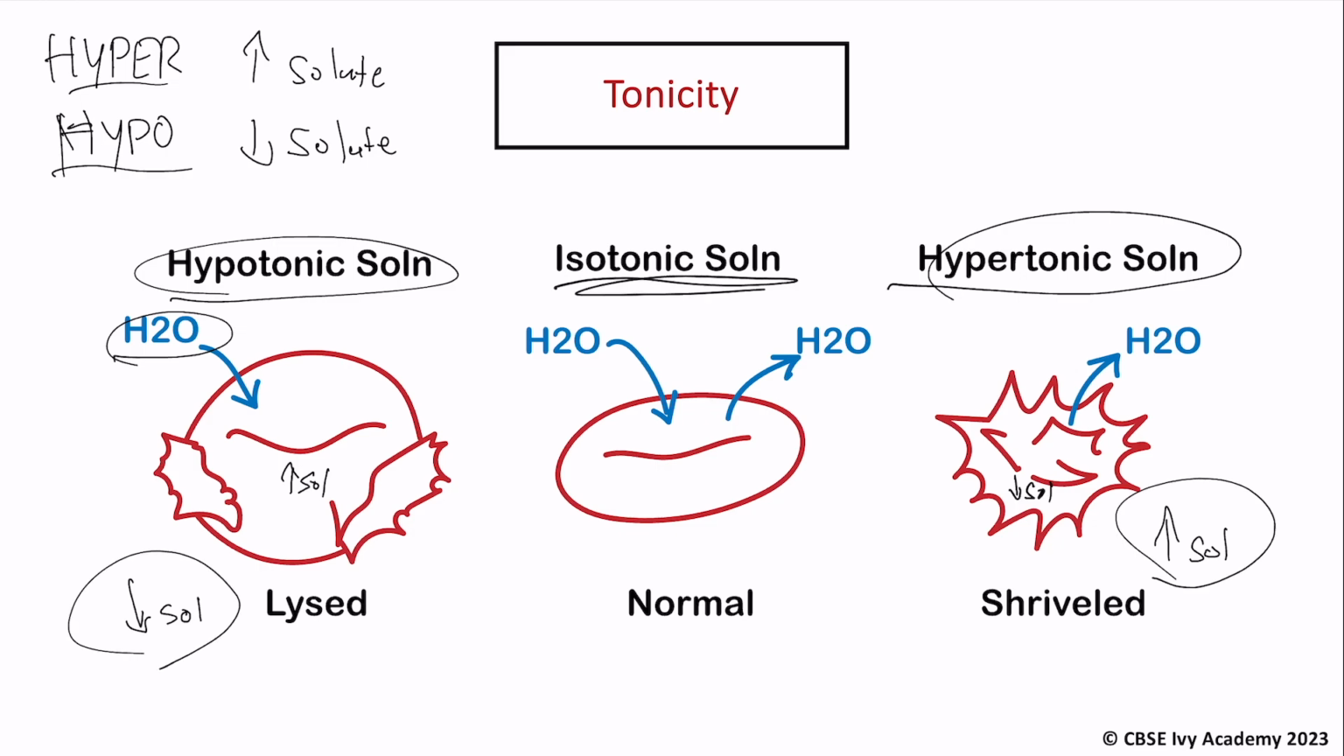Now, in an isotonic solution, the concentration of solute will be equivalent both inside and outside, and hence water will flow both in and out of the red blood cell, and you have a kind of happy isotonic state where the red blood cell is not puffing and lysing or shriveling up and dying. Okay.